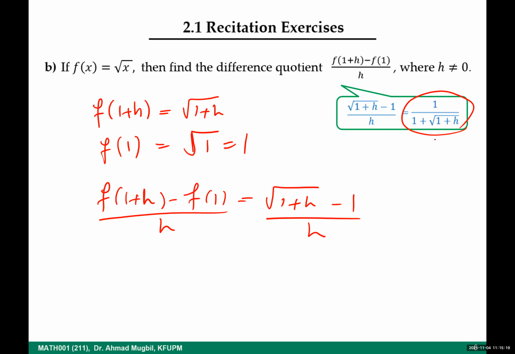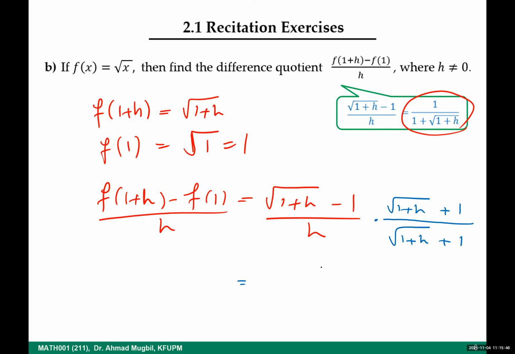Conjugate. So the answer up to here is correct. And this is what we expect to have. If I ask you this in a written quiz, this is the answer. But if you don't have this in the choices and you have that one instead, it is the same, but just multiply by what? Conjugate. By the conjugate of what? The numerator. So you will multiply by square root of 1 plus h plus 1, and you will divide by the same quantity.